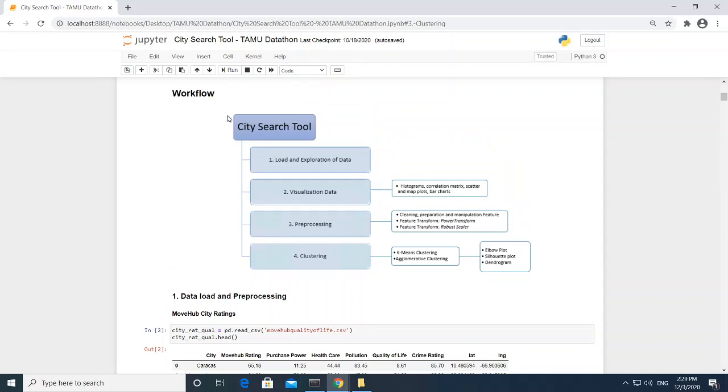This is the workflow that we decided to implement. The first step was to load and explore the data, a little bit of data mining and analysis. Then the visualization of the data. We use histograms, correlation matrix, scatter plots, matplots, and bar charts. Then we did the preprocessing: the cleaning, the preparation, the manipulation of features. We also perform transformations in the data, such as power transform and robust scaler. And finally, we perform the clustering. We use K-means and agglomerative clustering for this.